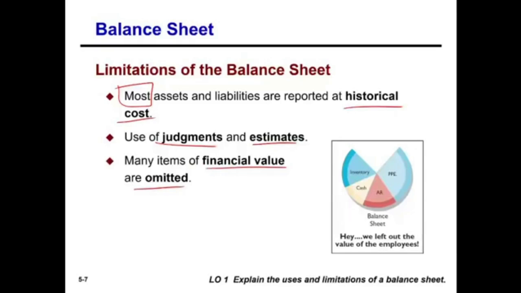And many items of financial value are omitted. Like what? For example, think about your workforce. Your workforce may be your greatest asset, or maybe your R&D personnel. Guess what? Those items don't appear on the balance sheet. Maybe your customer base. You have an excellent customer base, a loyal customer base, a good reputation. Okay? But those are very hard to quantify assets. So you really cannot put them on the balance sheet as my assets. Well, you can't. So there are some assets that are missing. Okay? So you can show some assets, but not all the company's assets.